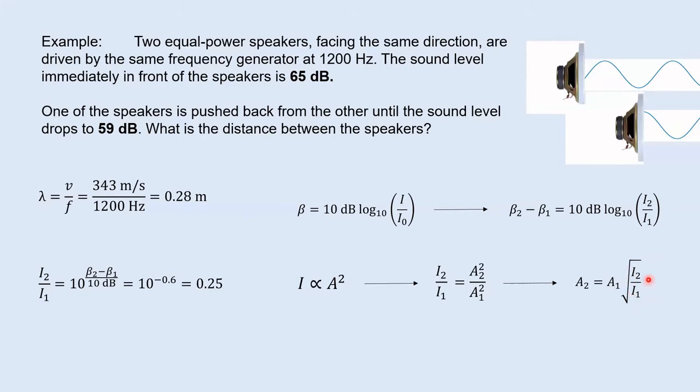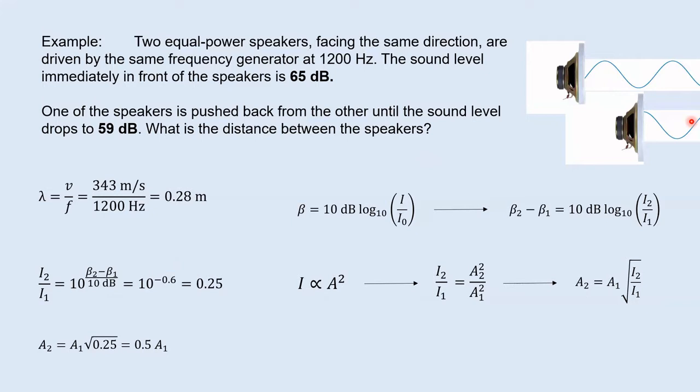And you'll notice, we could, if we wanted, find the intensity, right? We could go back to the definition of the decibel level and find the intensity in watts per square meter, but we don't really need that. Right now, what I'm interested in is the ratio of the intensities, which we've already calculated. So you plug that number in, the square root of 1/4 is 1/2. So this tells us that the total amplitude over here, that's the result of combining the two waves, is now half of what it was when the speakers were in the same position.